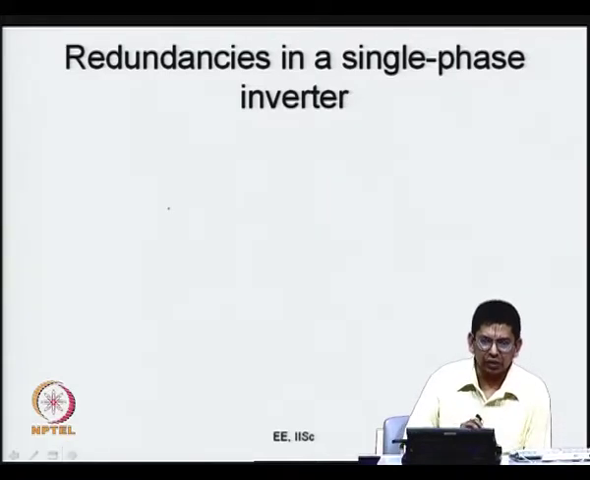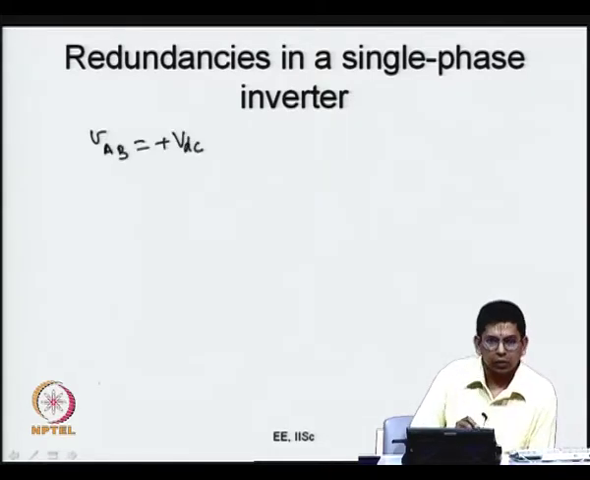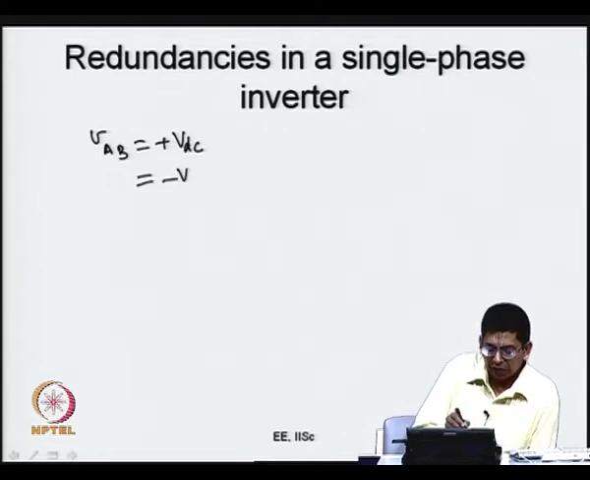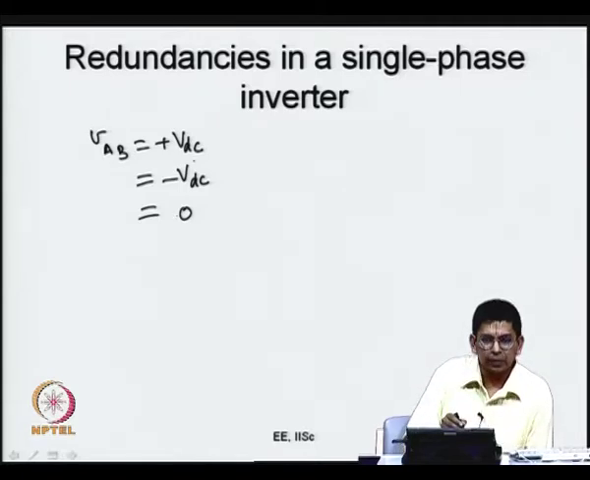Now first a single phase inverter, we are still looking at a single phase inverter. You have a load output, let us call it VAB. VAB can be equal to plus VDC, it can also be equal to minus VDC, and it can also be equal to 0. When is it equal to plus VDC? When the top device of the A leg and the bottom device of the B leg are on. When it is minus VDC, the opposite situation.